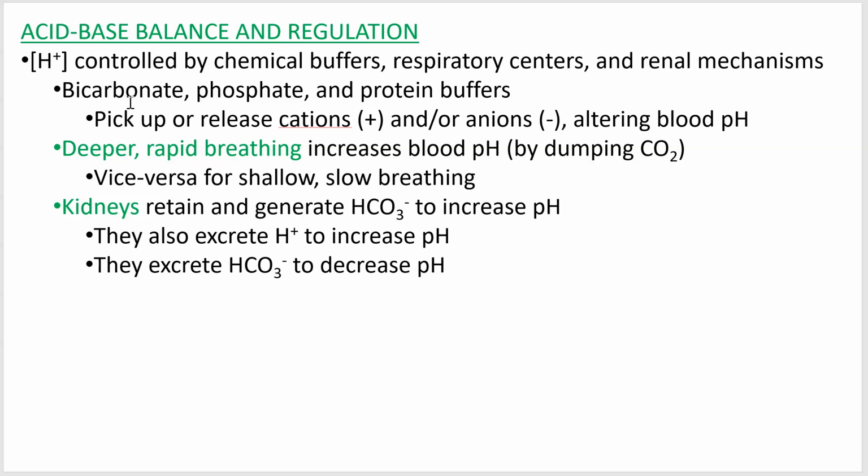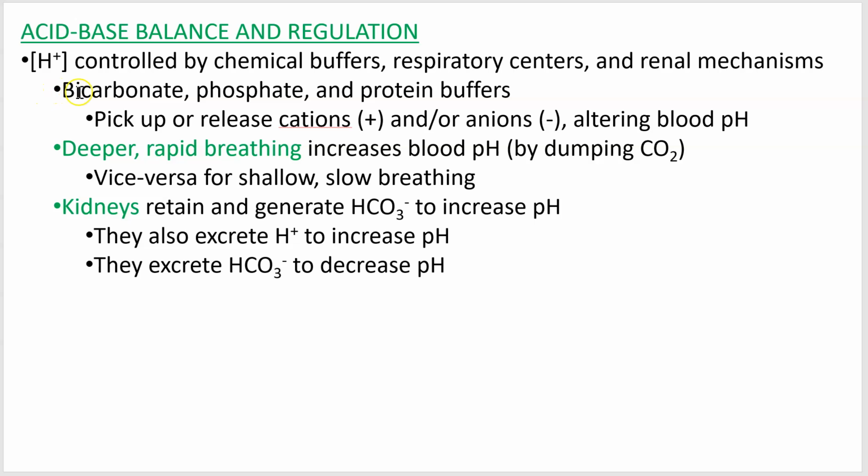Last slide, acid-base balance and regulation. So acid-base, low pH is acidic, and that means that you've got a lot of hydrogen ions. High pH is basic. It means you don't have a lot of hydrogen ions in that solution. So controlling the hydrogen ion concentration, remember this little bracket here means concentration, it can be done by 3 basic mechanisms. Chemical buffers, respiratory centers, and renal mechanisms. And here they are. Here are these 3 right here.